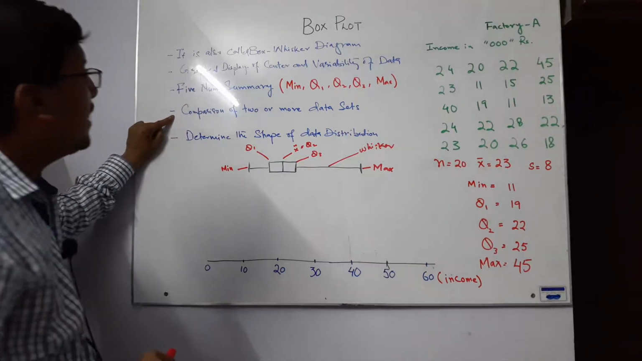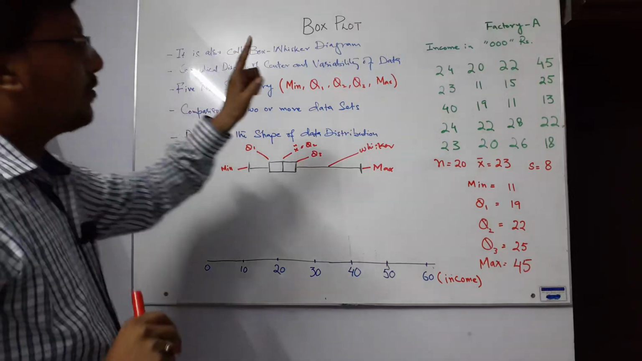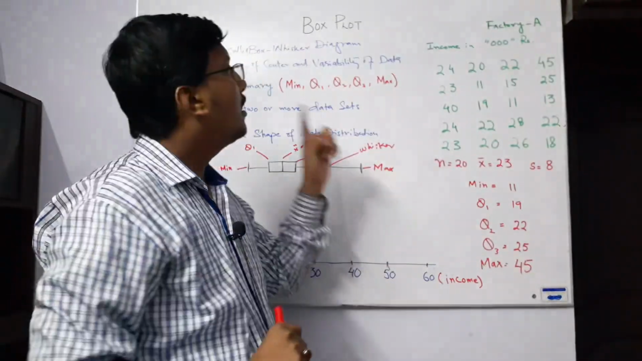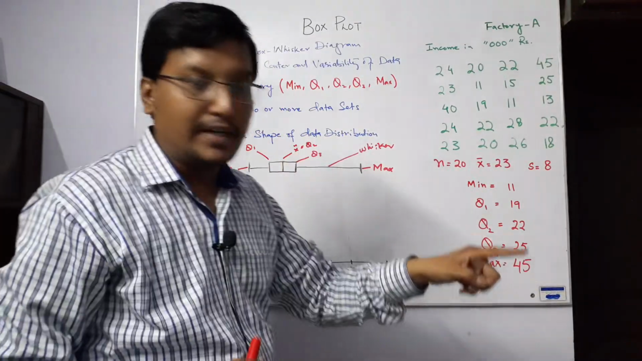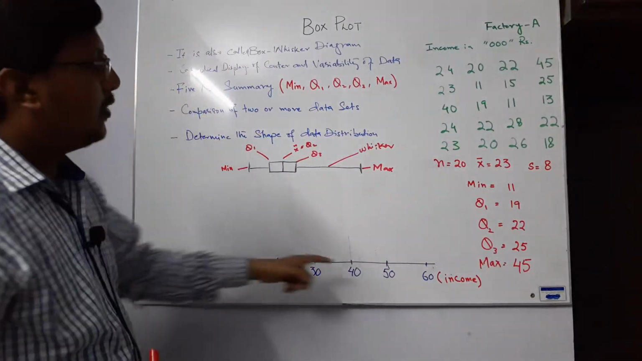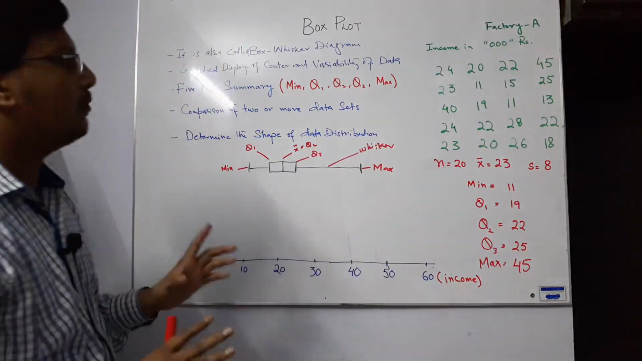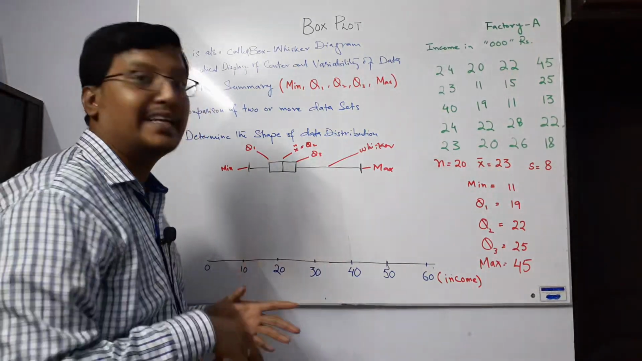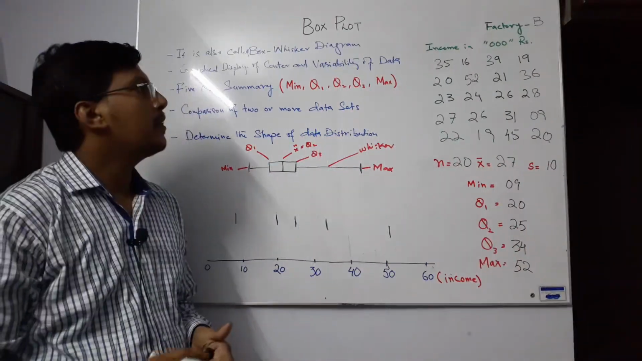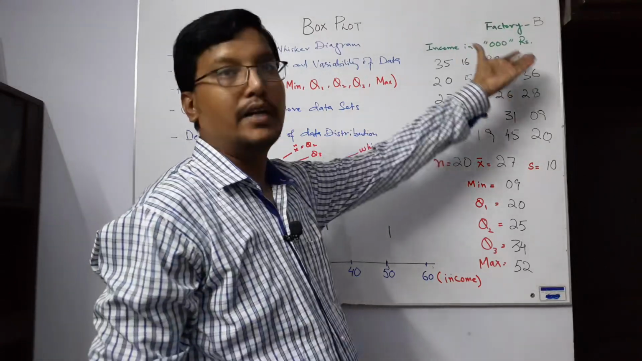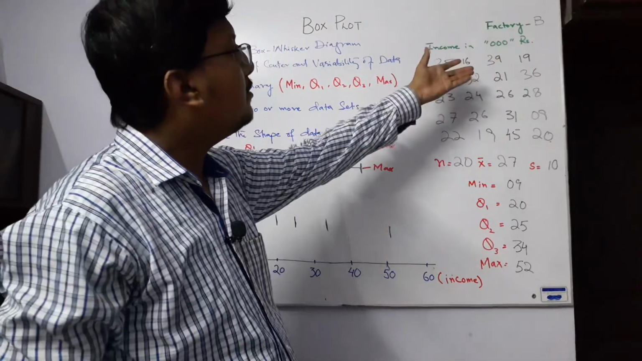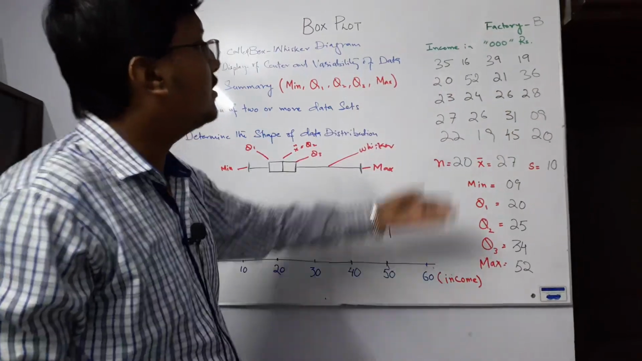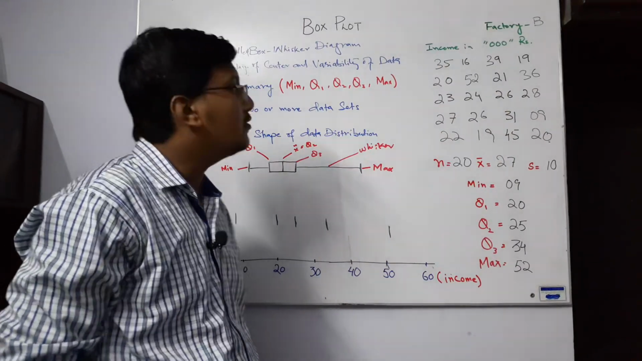Now we come to the point of the comparison of 2 or more data sets. So there is another factory. Its name is factory B, and we are going to take a sample of 20 employees from that factory, and again we will calculate all these statistics, and we want to compare the box plots of these two factories, factory A and factory B, how box plots can compare two data sets. So we have again the income in 1,000 rupees. The first employee sampled had an income of 35,000, and the second employee's salary was 16,000, and so on. The 20 numbers are there.